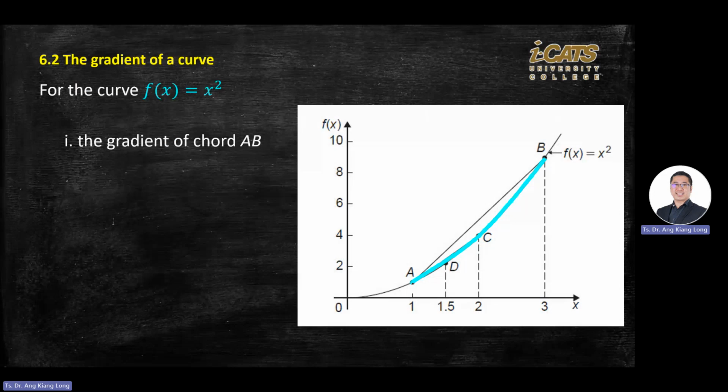So the gradient of chord AB, if you're given this graph, is the difference of y divided by the difference of x. So you should be able to find it, the concept is still the same. As I highlight on the screen, if you want to find the gradient of AB, you find the change in y divided by the change in x. You can ignore the values, but you should understand the concept.